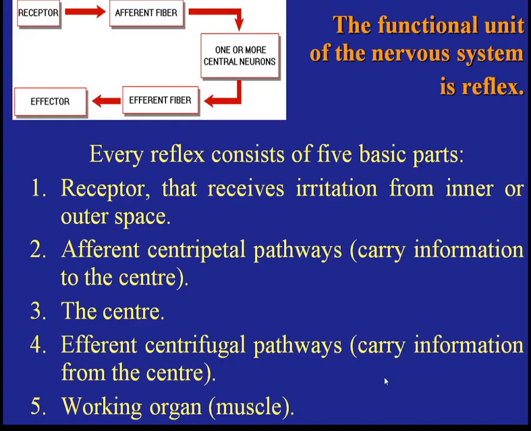Okay, the functional unit of the nervous system is reflex, the morphological unit, neuron, the functional unit, reflex. Every reflex consists of 5 basic parts, you know. Receptor that receives irritation from inner or outer space. Afferent centripetal pathways carry information to the center. The center. Efferent centrifugal pathways carry information from the center and working organ, muscle as a rule.